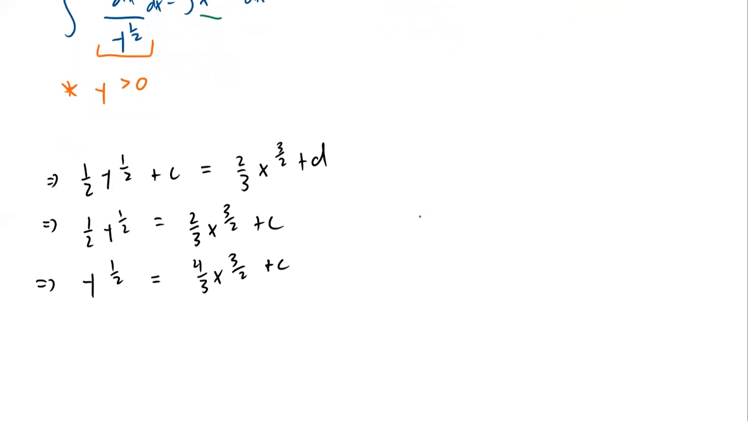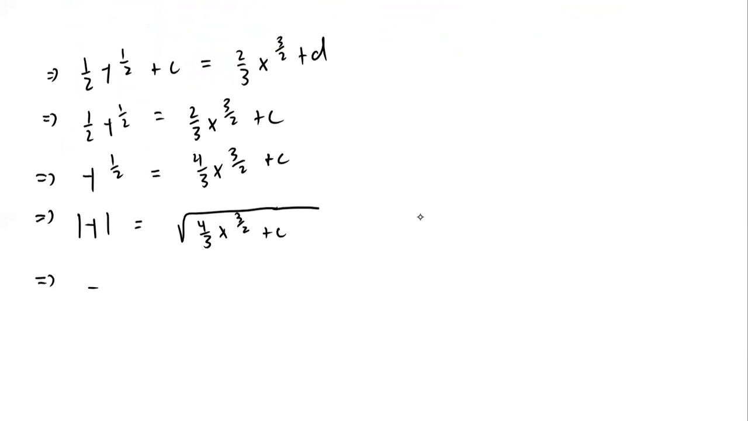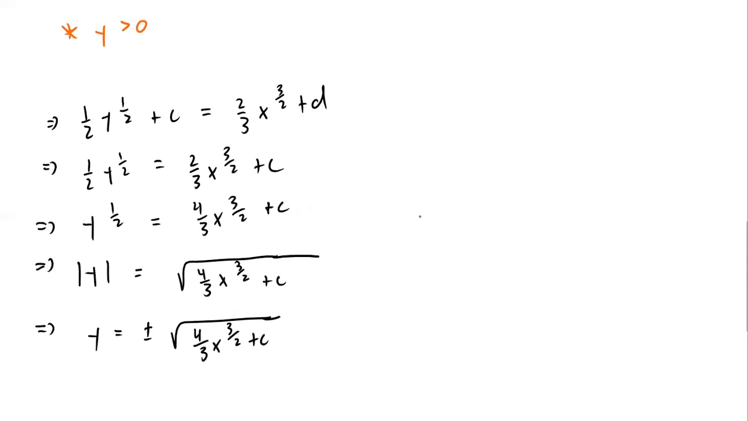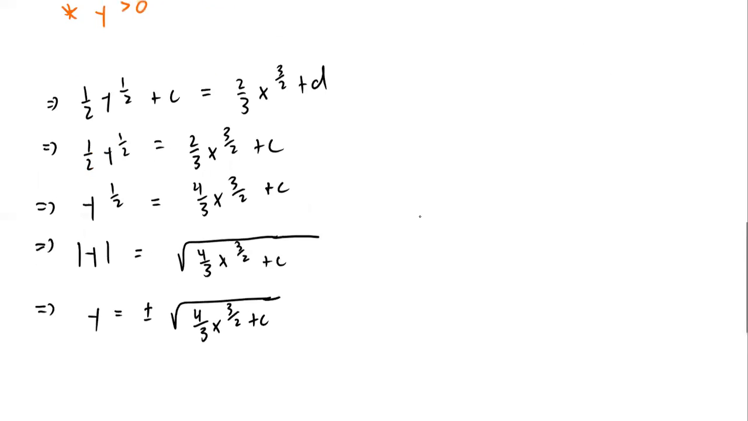Finally, I'm going to take the square root of both sides. The square root of a variable is always the absolute value. And here I'm going to get the square root of 4/3 x to the 3/2 plus c. I get rid of the absolute value by putting plus or minus on the other side, and I get that my general solution has this form. Now, we already knew that the interval of definition was restricted to the interval 0 to infinity.